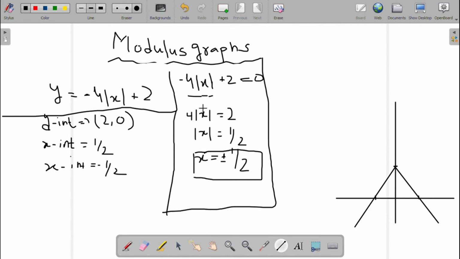This is the modulus equation. So that's all in this video. In the next video we will be covering the next part of the algebra.